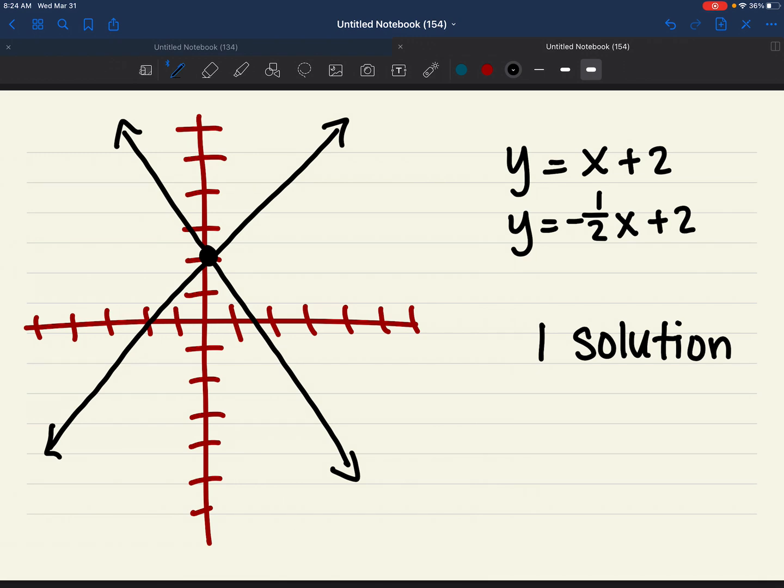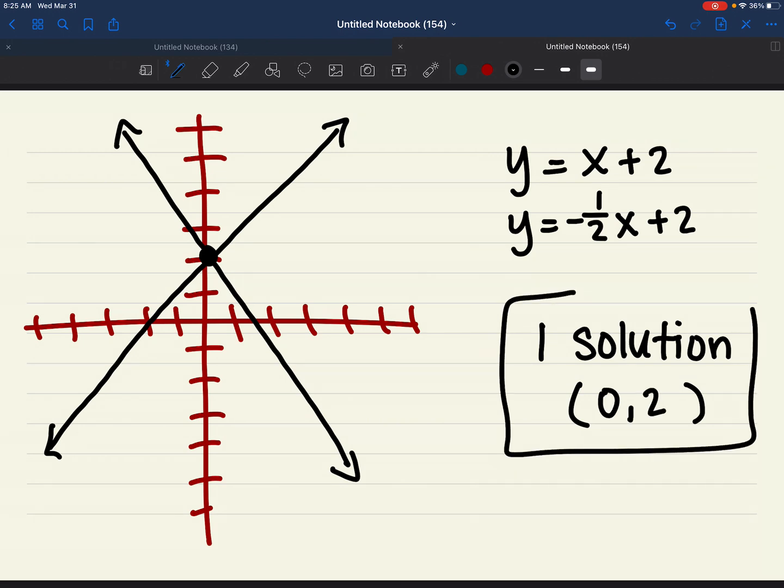Well, how do you know it's one solution? Because they only cross once. So where do you think the solution would be found? Where they cross. Okay? Where do those two lines cross? We list it as an ordered pair. What would the ordered pair be? 2, 0. Not 2, 0. 0, 2. Okay? So, when it's one solution, you have to state what the solution is.